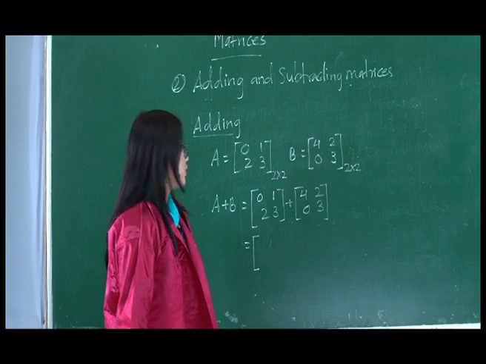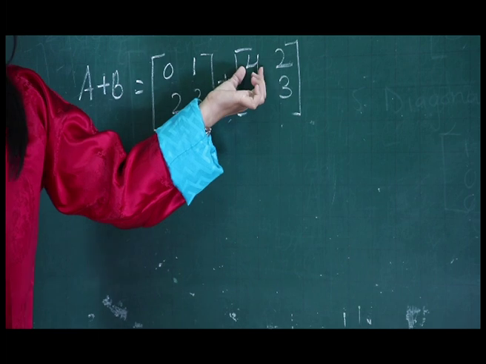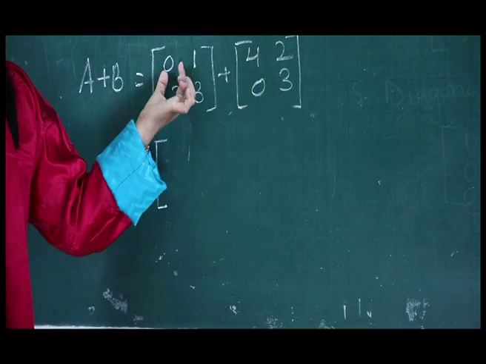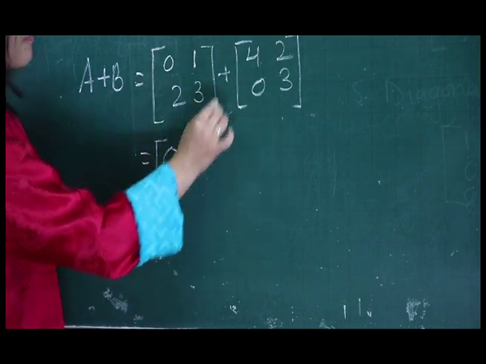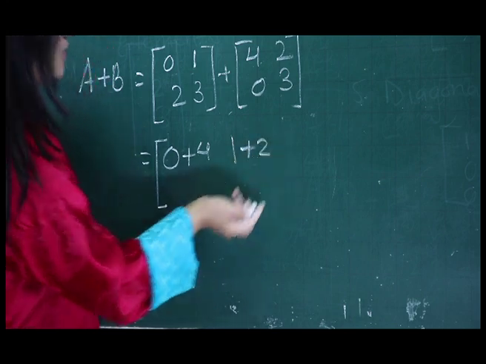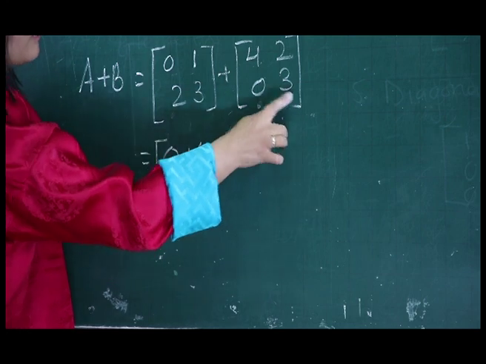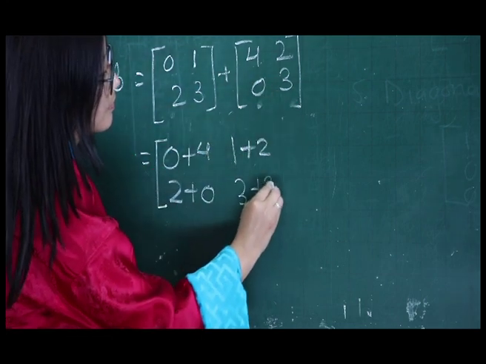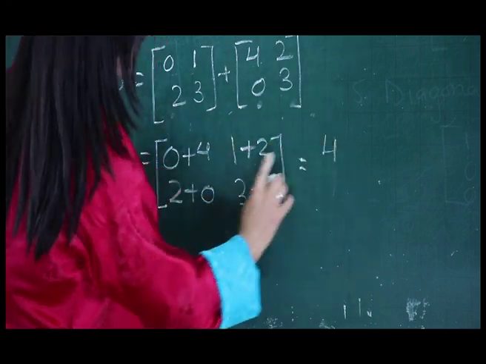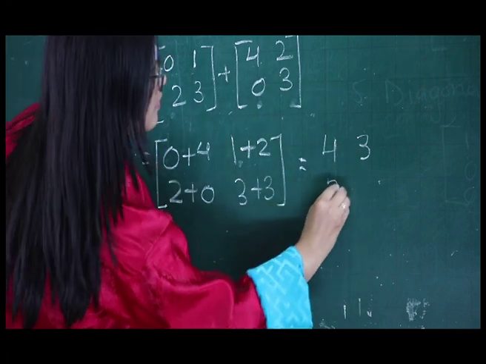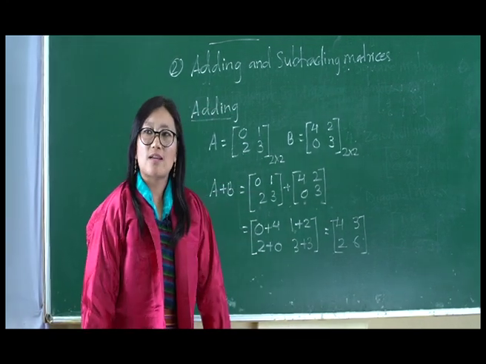Now as I told you earlier, the element 0 has to be added to element 4 because they lie in the same position. So here 0 and 4 will be added, 1 and 2 will be added. Similarly, 2 and 0 will be added and 3 will be added to 3.